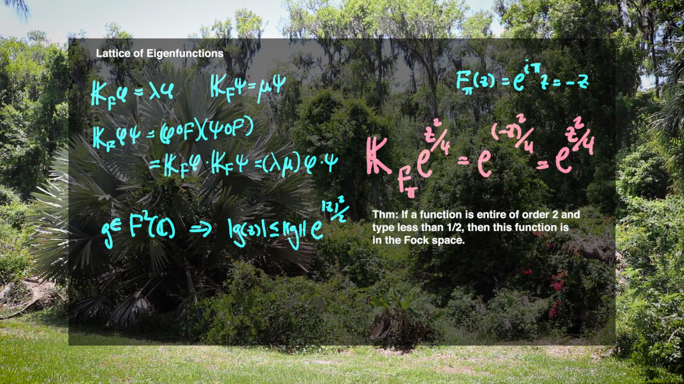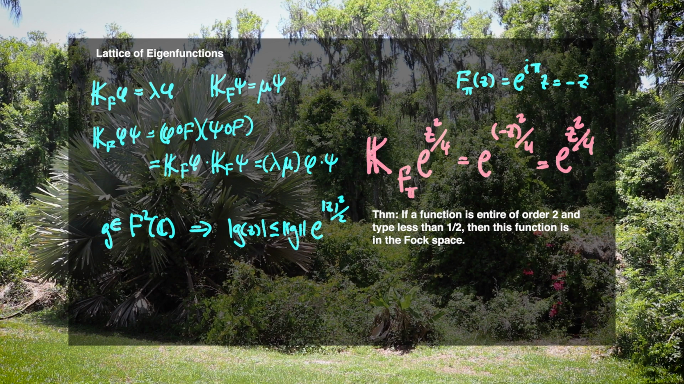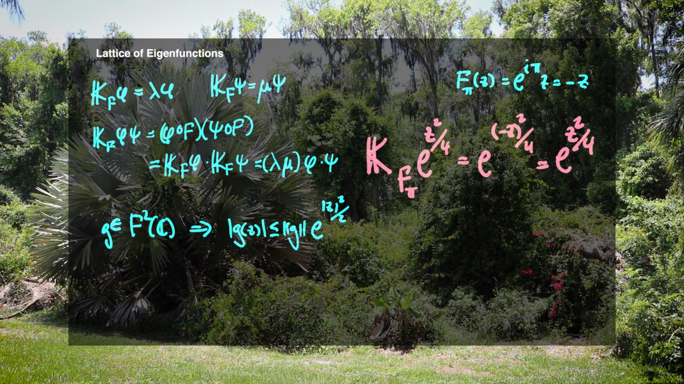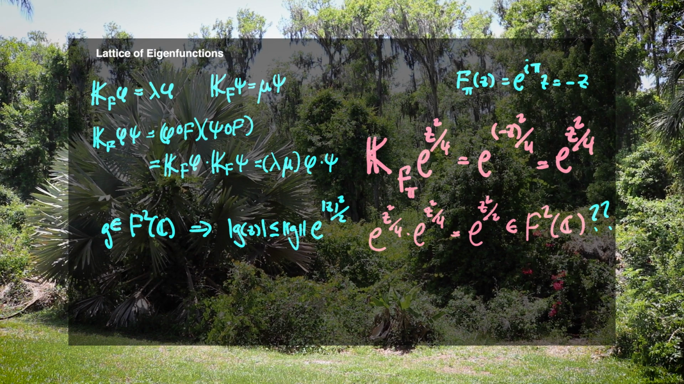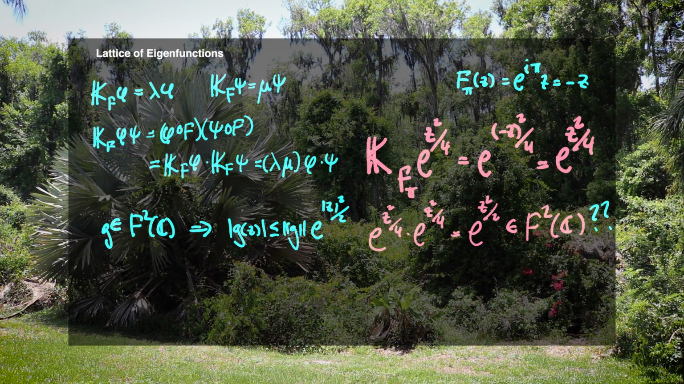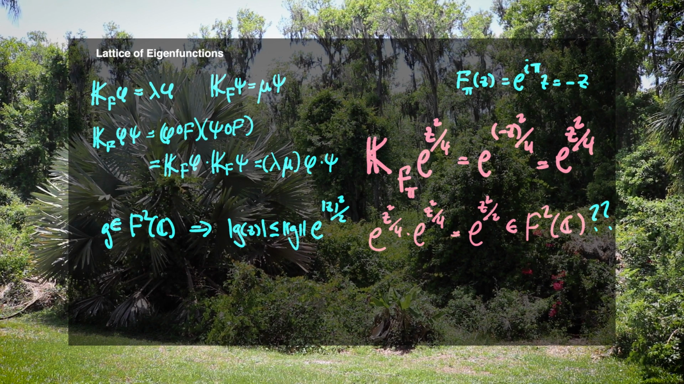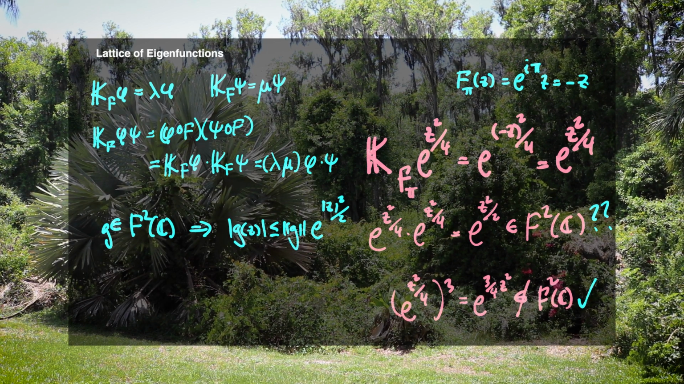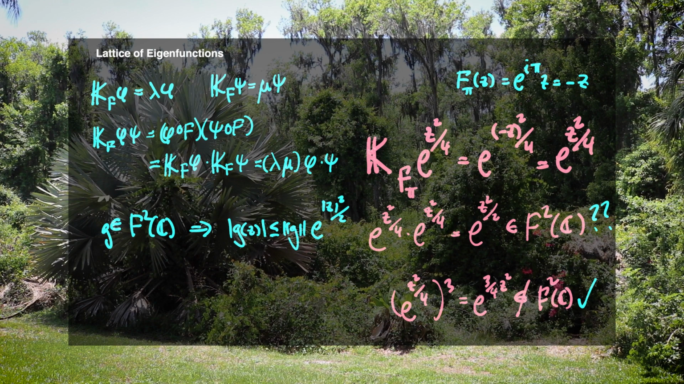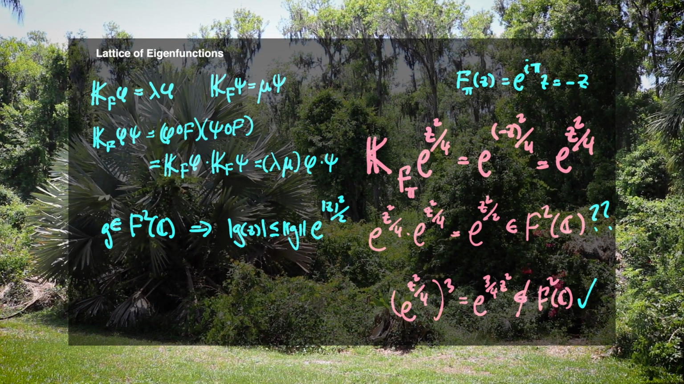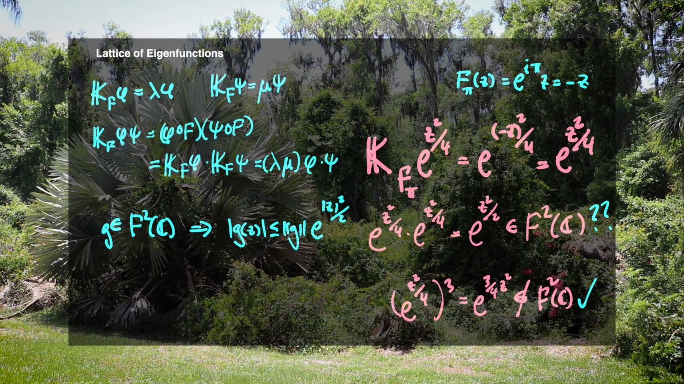because it is an entire function and it has type less than 1/2, even though it has order 2. But if I were to take the product of this function with itself, then that gives me e to the z squared over 2. I'm not actually sure if that's in the Fock space or not. But if I were to take this product 3 times, then I get e to the 3/4 times z squared, and that definitely is not in the Fock space because it has type bigger than 1/2.